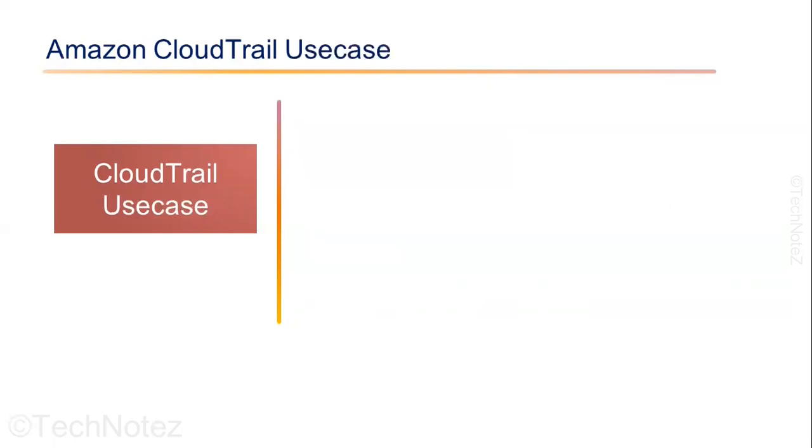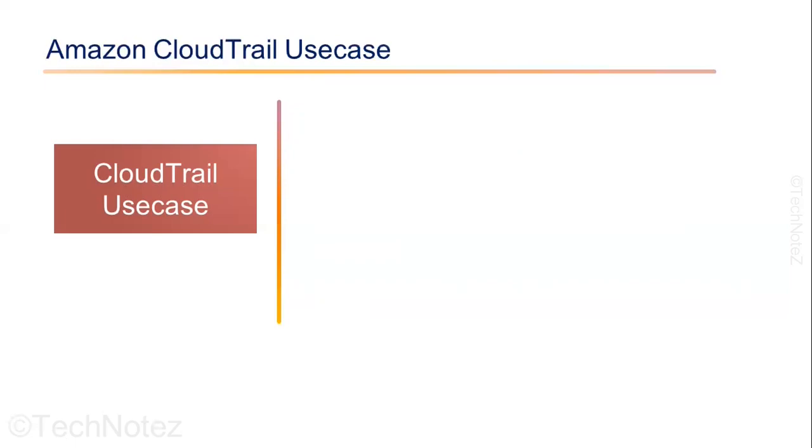CloudTrail is easy to set up and use. You can enable CloudTrail for your AWS account with just a few clicks in the AWS Management Console. Once enabled, CloudTrail logs all supported API activities in your AWS account. And you can use AWS tools and services to analyze and visualize the log data.